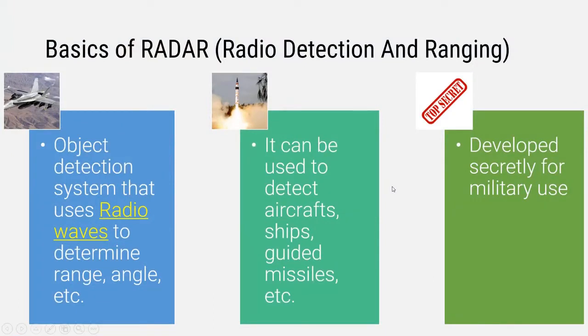Radar is actually an acronym for radio detection and ranging. Radar is an object detection system that uses radio waves to determine the range, angle, or velocity of objects. It can be used to detect aircraft, ships, spacecraft, guided missiles, motor vehicles, weather formations, or terrain, etc. This radar was actually developed secretly for military use by several nations in the period before World War II. So that's really very basic information about radar systems. So let's go ahead with the working principle of radar.